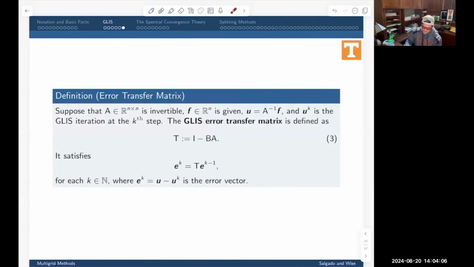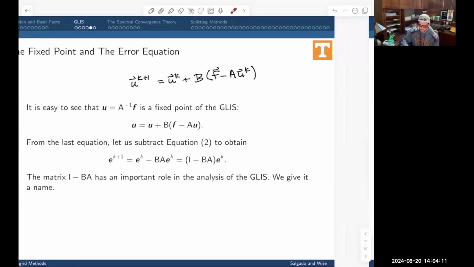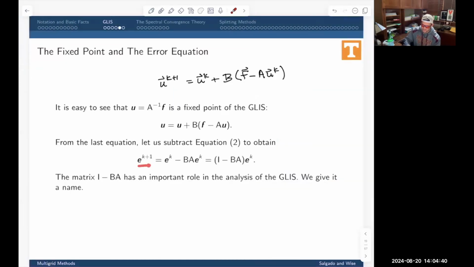Okay? So now that matrix appears so often and is so useful to us, we're going to give it a name. We're going to call that the error transfer matrix. Suppose that A is invertible, F is given, U is the true solution, and UK is the kth iteration step for my linear iteration process. Then the GLIS error transfer matrix, which we call T, is defined as I minus BA. And if it's I minus BA, then it's not too hard to see that E_{K+1} is equal to T times EK.